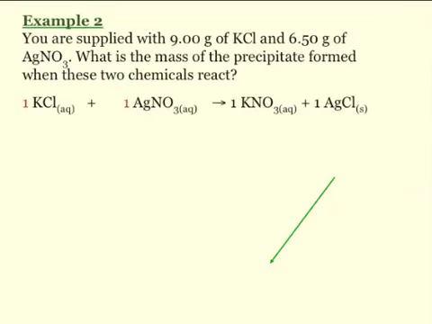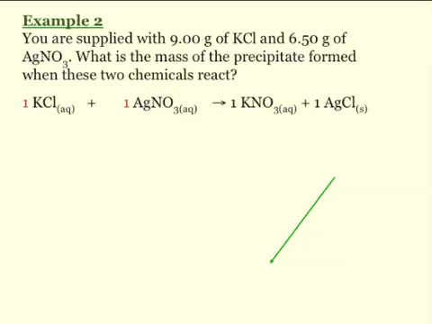Now for my second example, here you are supplied with 9 grams of potassium chloride and 6.5 grams of AgNO3. So what is the mass of precipitate formed when these two chemicals react? So the first thing that I have to do is write out the equation. I have to balance it. In this case it's pretty simple because it's a 1 to 1 to 1 to 1 ratio.